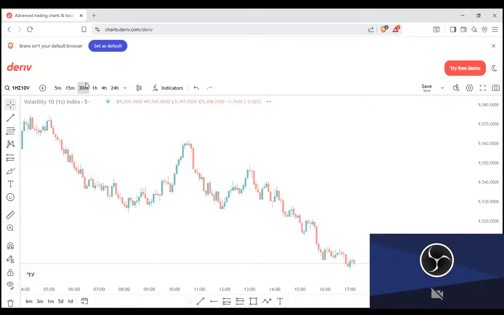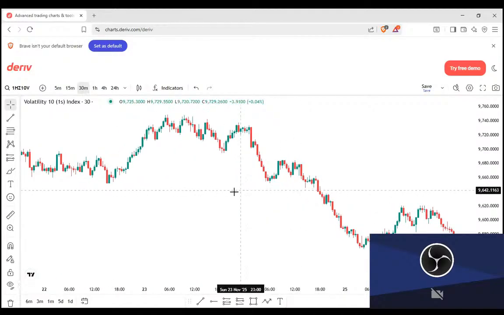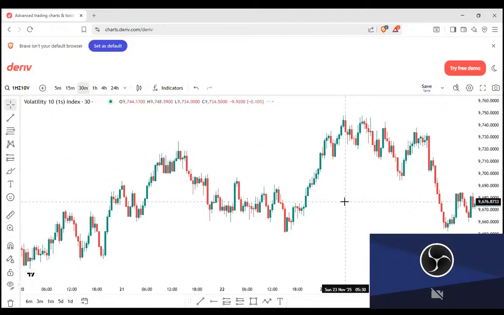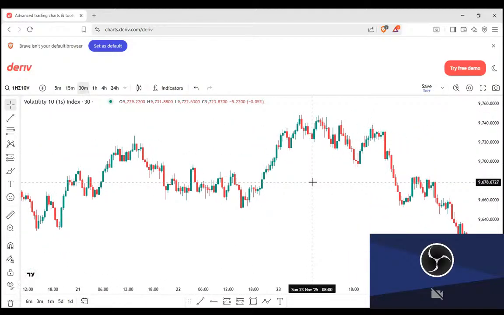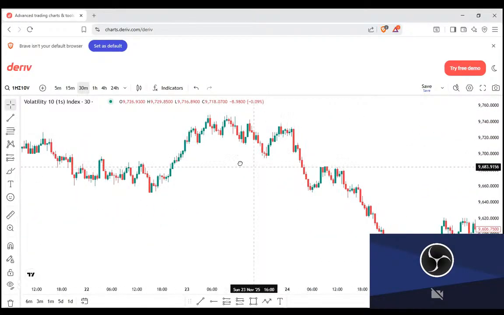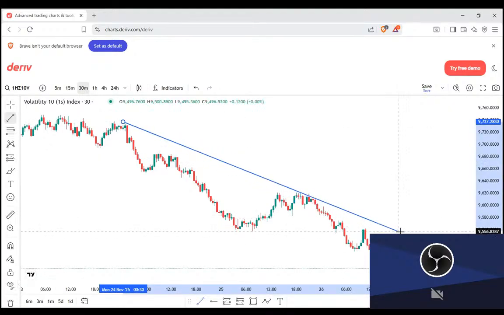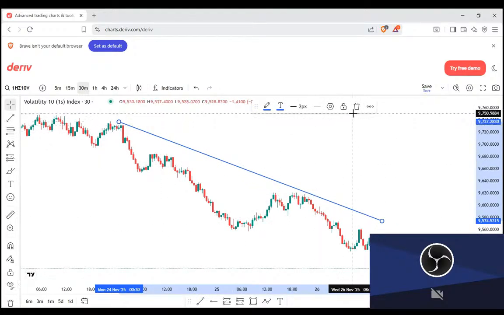Let's go down to the 30 minutes time frame. Volatility 10 Index has been bearish since yesterday. We caught the early bearish move. Since then, it has been bearish, giving us a bearish structure move to the downside. So it has been maintaining that structure move.